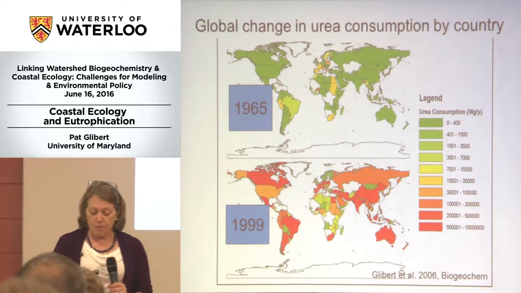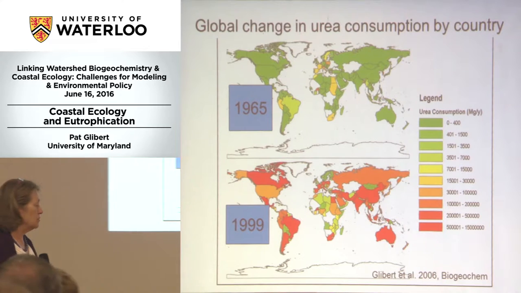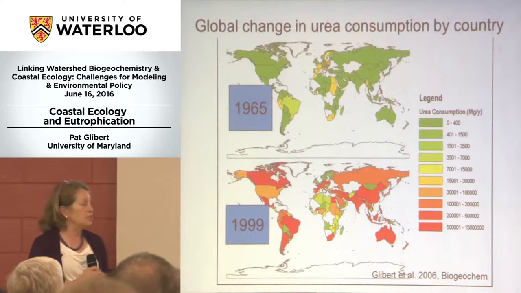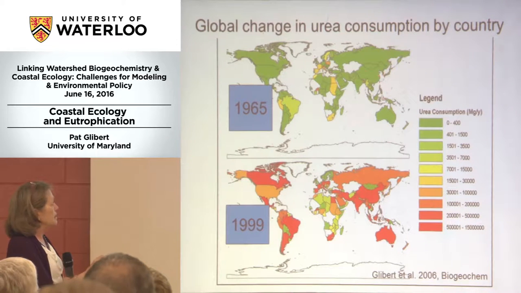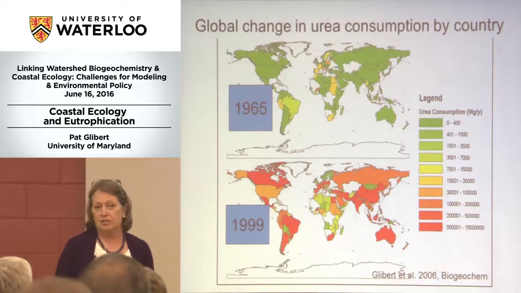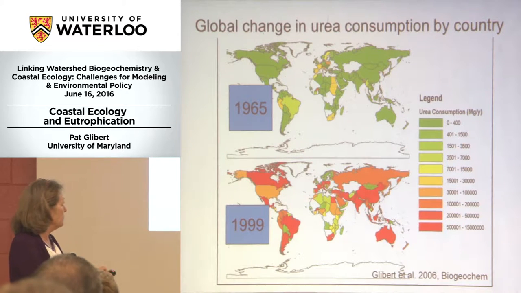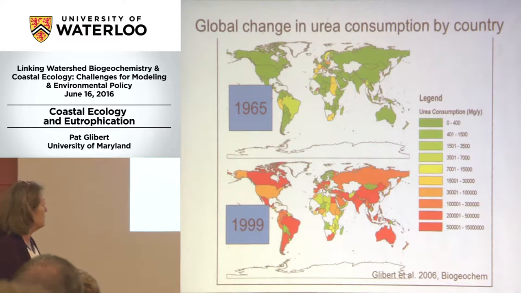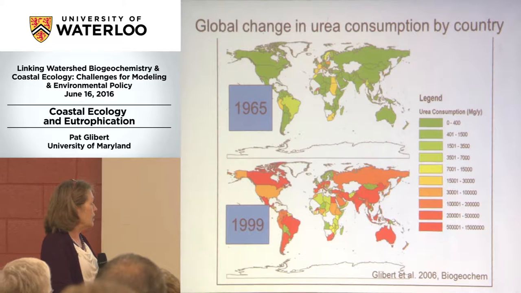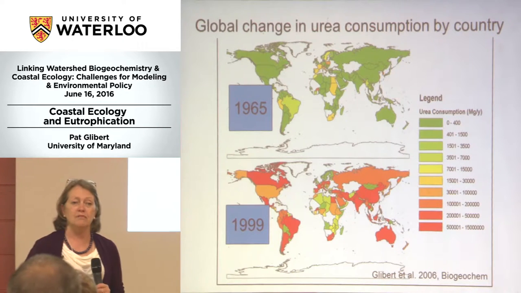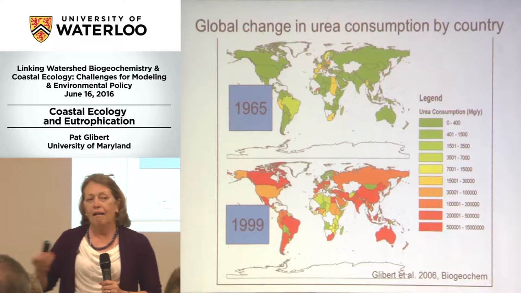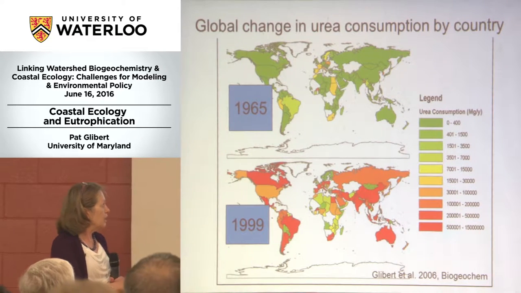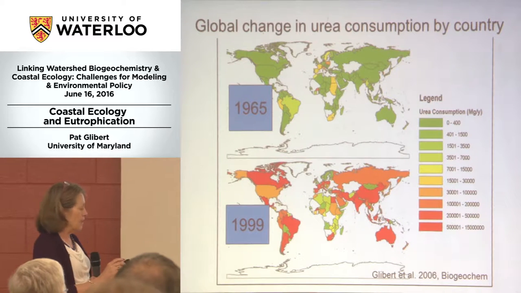I spoke about urea a moment ago. This analysis we published quite some time ago, but it shows the global change in urea, from 1965, when urea was not used around the world, to around the year 2000. And you can see even in countries like Canada, Australia, South Africa, where we don't normally think of eutrophication problems as being very large, these are countries that are using massive quantities of urea, and of course China and India especially.